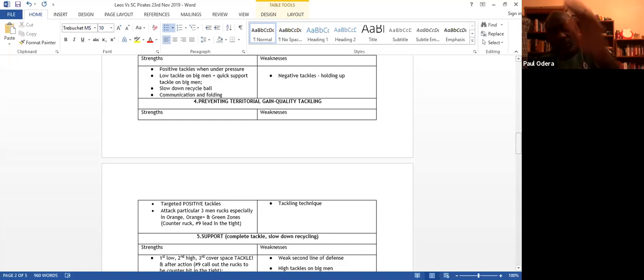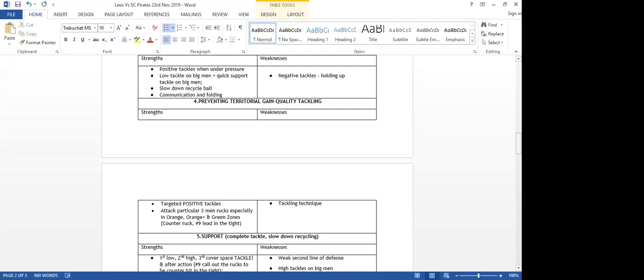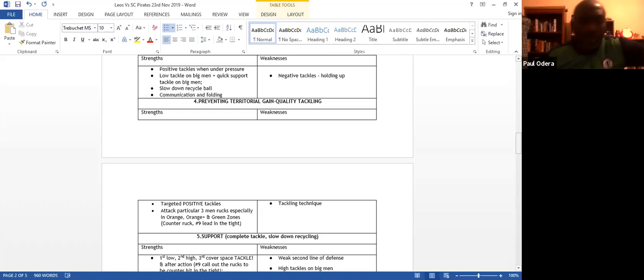Okay. So let's go to your session plan. So the principle is prevent territory being gained. First, it's under defense. So then it's prevent territory being gained, tackling technique. Do you have a session plan here somewhere? No, but I did note what I'm going to do about the tackling technique. So Malik has identified tackling technique. That's an area he wants to go and work on.